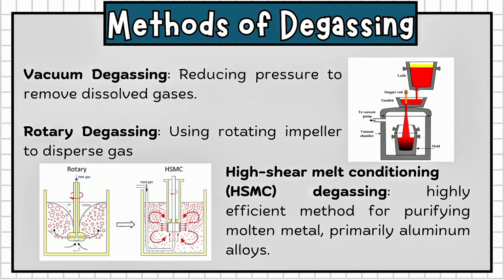Next is rotary degassing. It uses a spinning part to mix a gas into the melted metal and push out hydrogen. The spinning helps the gas grab the hydrogen so it can be removed from the melted metal. And last is the high shear melt conditioning, or HSMC. It uses strong mixing to make the melted metal better. It is often used for aluminum because it mixes the melted metal well, making it smoother and less porous.